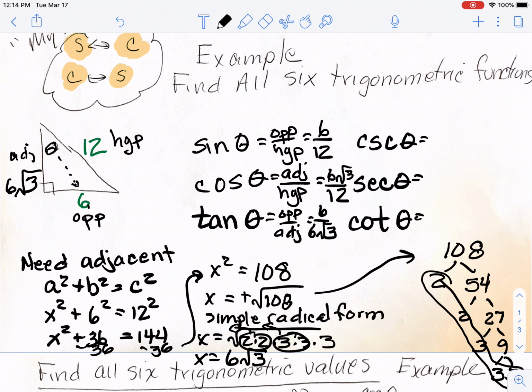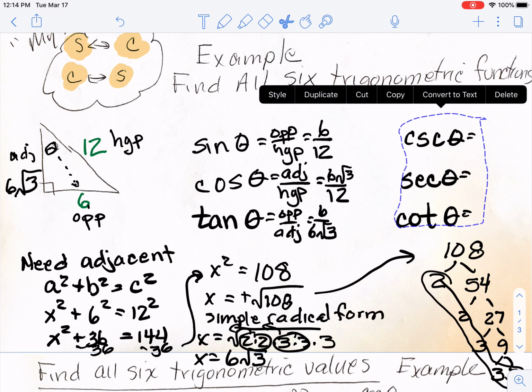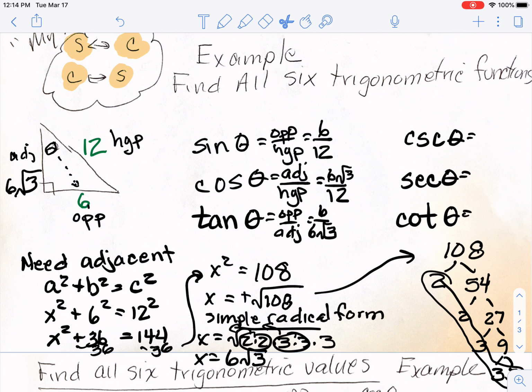So now what we're going to do, I'm going to make myself a little bit of room here. I'm going to take this and move it over a tiny bit. I want to reduce these fractions, because when you go to put these in Big Ideas, they're going to want reduced fractions that are in simple radical form and rationalized.